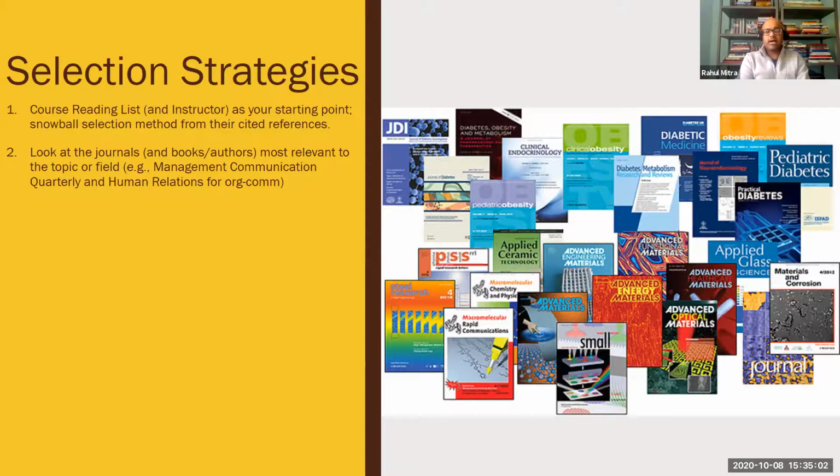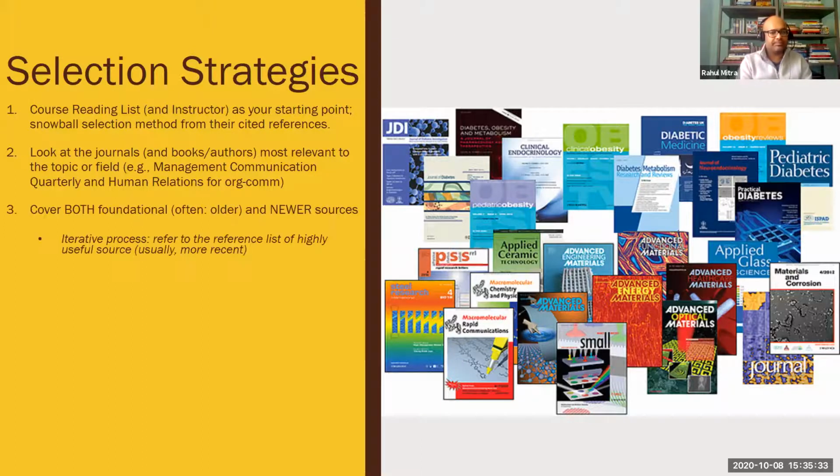A good giveaway is seeing, for instance, if you find a really great article that makes a lot of sense to you, and if you go to the reference page, and you see that most of the articles this article cited are from a particular journal, say Management Communication Quarterly, which is really well known for organizational communication scholars, that's a great giveaway. Then you'll go to MCQ and you'll search for keywords related to your project.